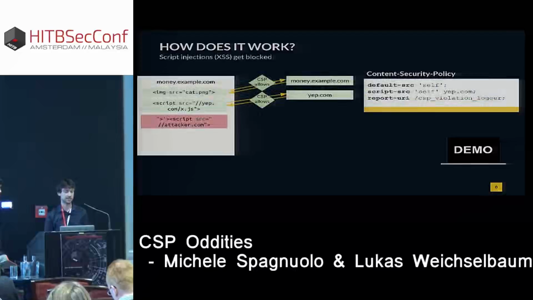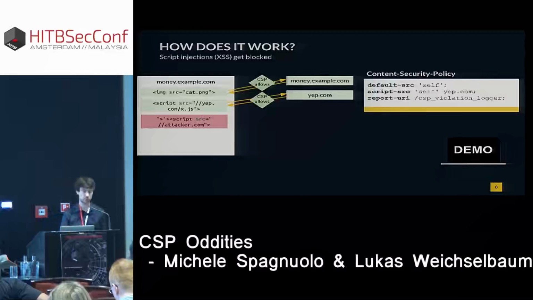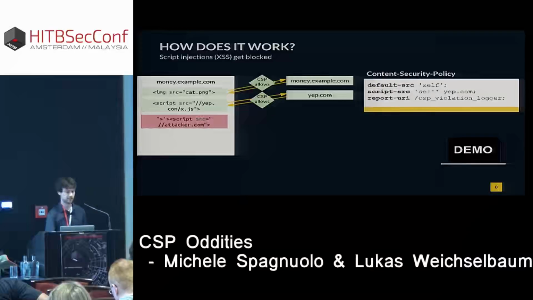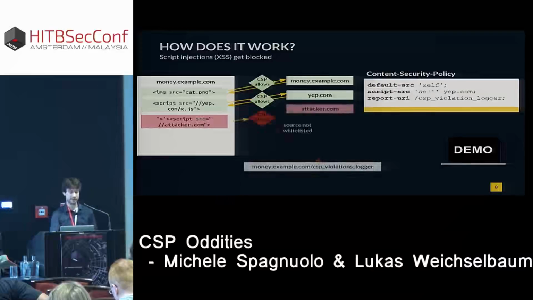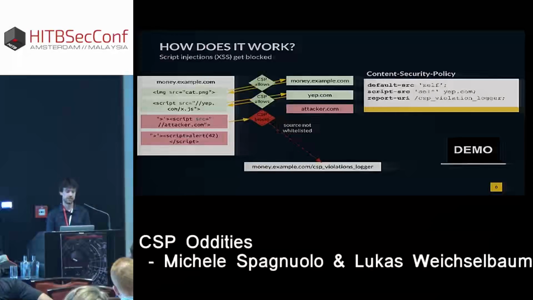But if an attacker tries to inject markup like this, the usual reflected XSS, it breaks out of your markup, and then he wants to source his scripts from his attacker.com domain. So he does this, script src attacker.com. This is blocked because the source is not whitelisted. There's no attacker.com, right? And a report is sent to the CSP violation logger.